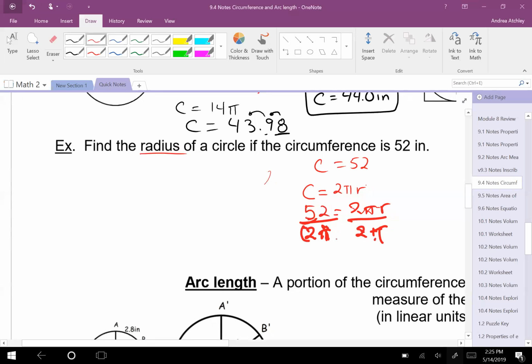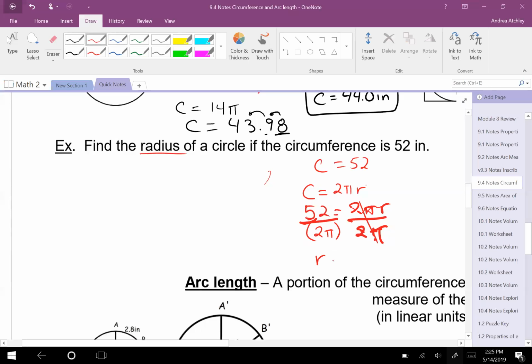You do 52 divided by the whole thing in parentheses, 2 pi. You should divide it by 2 pi, in parentheses, though. So this is going to be, in your calculator, 52 divided by, in parentheses, 2 pi.